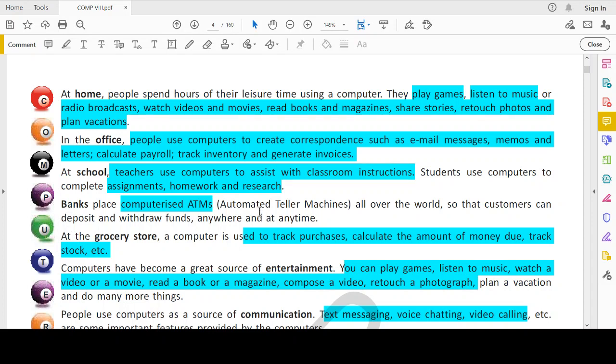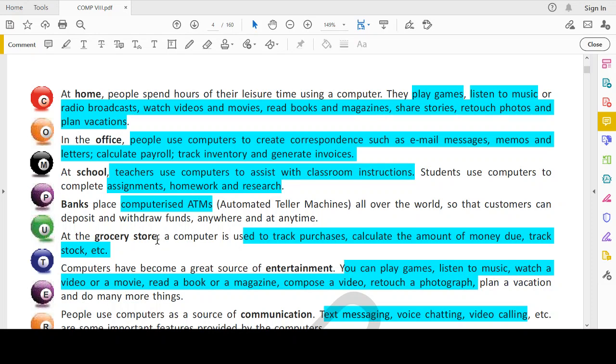If it is a manual transaction, you have to go to the bank, and the bankers should be present in their offices to give you the money. But in the absence of the bankers, when it is not office hours, you can still make transactions, you can withdraw money, you can deposit money into your account, and that is only possible due to the computerized ATMs.